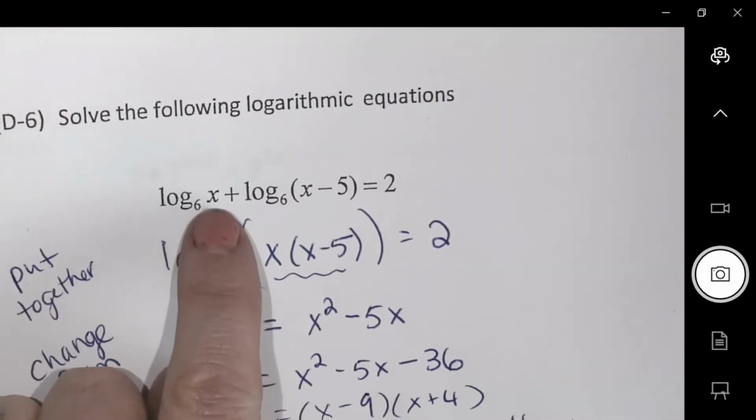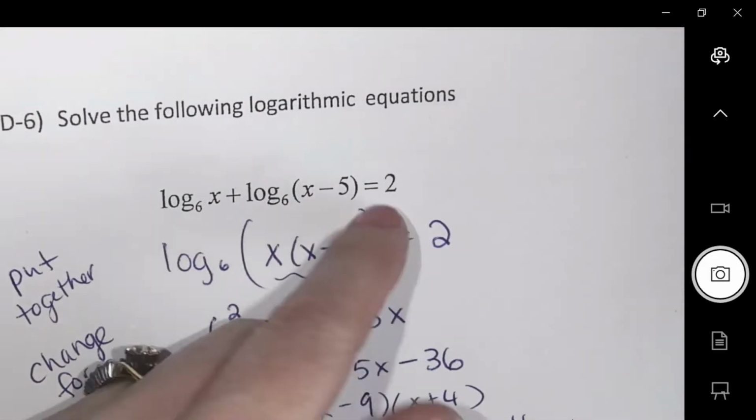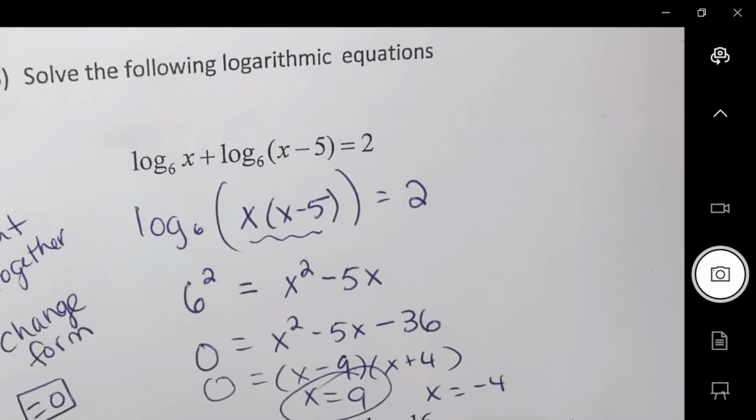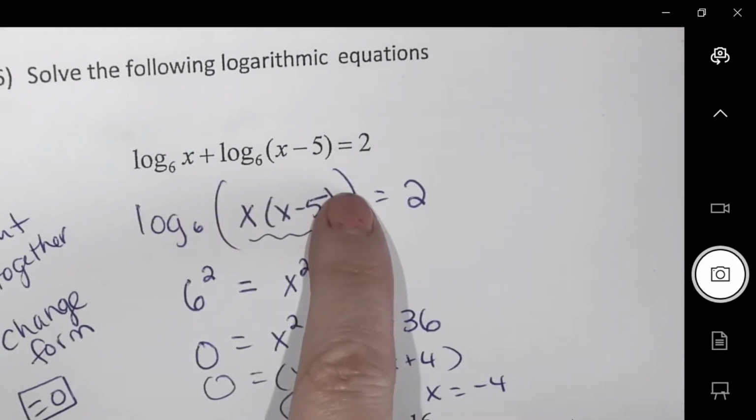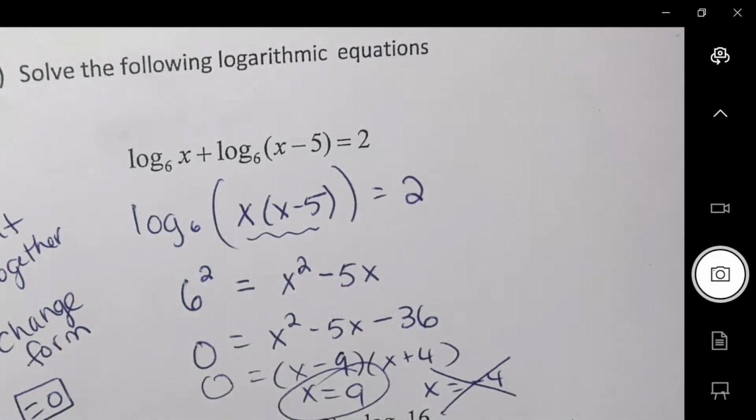So if 9 was in here, 9 would be positive. 9 minus 5, positive. I like that one. Negative 4, oh, that's not good. It makes that be negative and that be negative.